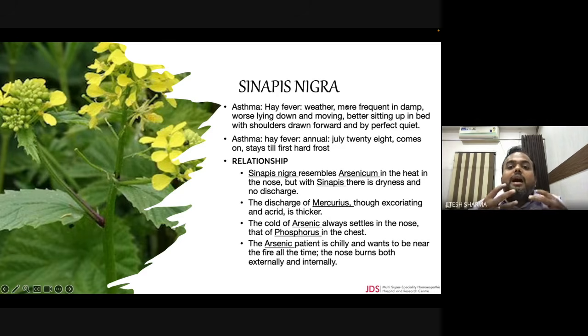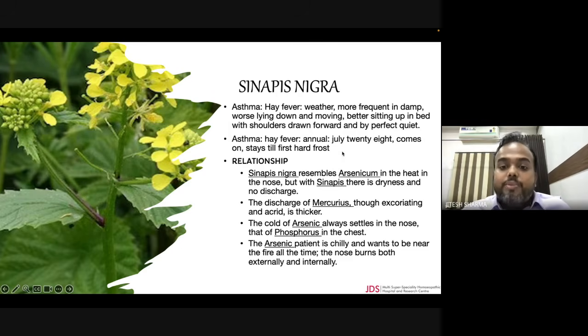Sinapis nigra, asthma is like hay fever, and they are worse, more frequent in damp weather. They complain in damp weather. Worse lying down, moving, better by sitting up in bed with shoulders drawn forward, perfectly quiet. So they'll sit like this and they feel better. That is Sepia. Sinapis nigra.